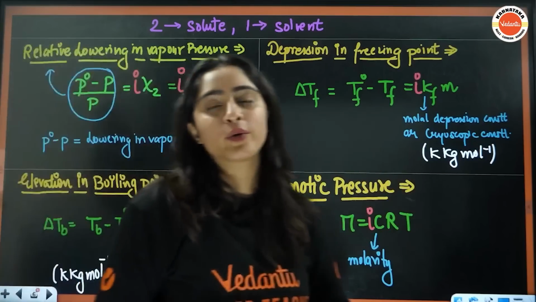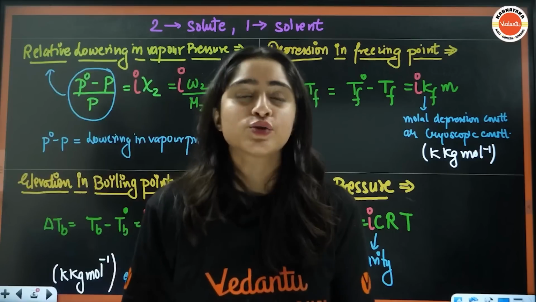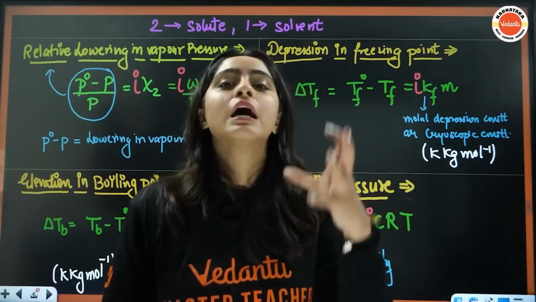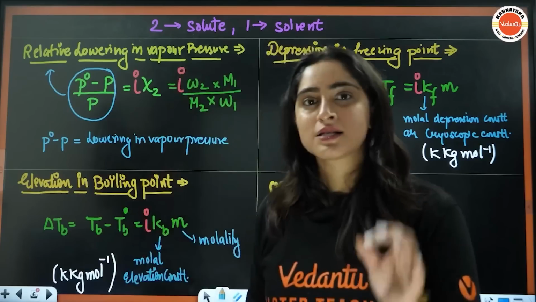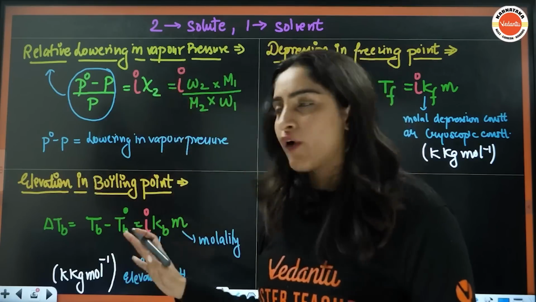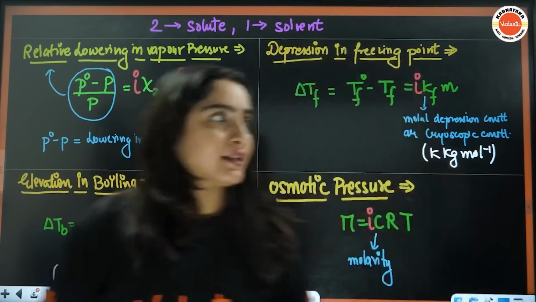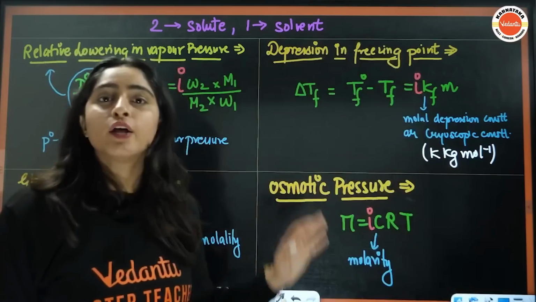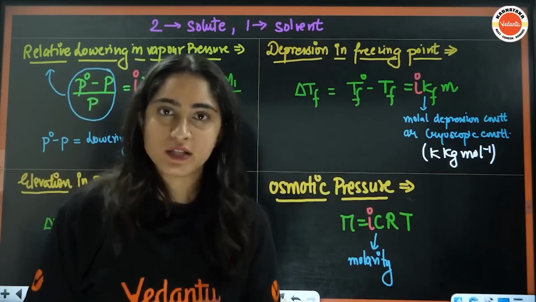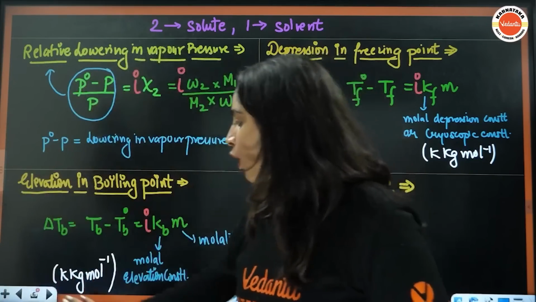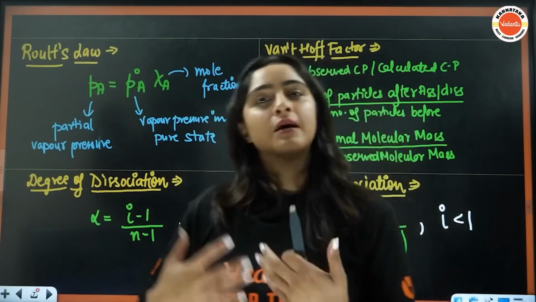Next, if there is any dissociation or association, there will be the Van 't Hoff factor. So just apply the Van 't Hoff factor in all the formulas. Here I will be added, here also I will be added, and in all the colligative properties, because of association and dissociation, there will be some change.